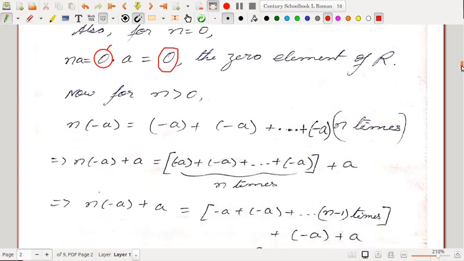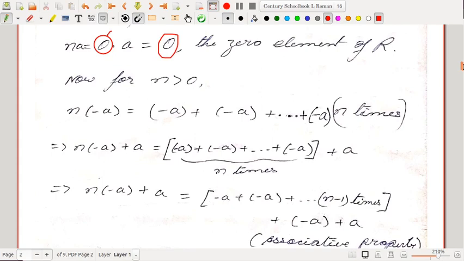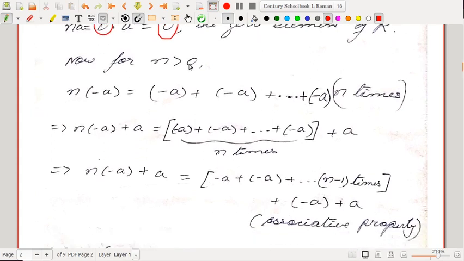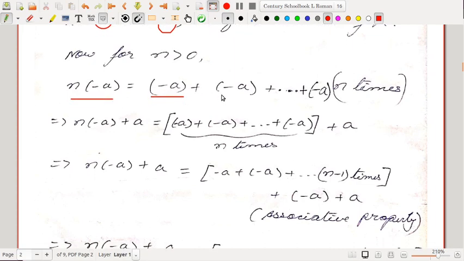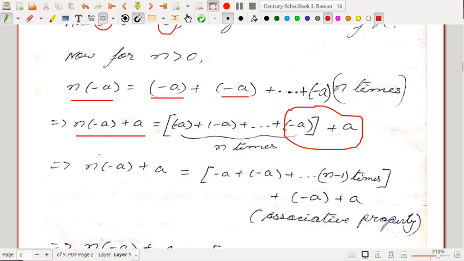And for n greater than 0, n into minus a is what? By our definition it's minus a added n times. So it's minus a minus a minus a, added n times. Now what we do, we add a on both sides. So n into minus a plus a will be this quantity plus a. Next we can use the associative property and bring this minus a and a together.